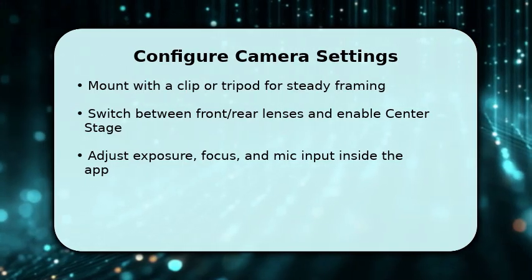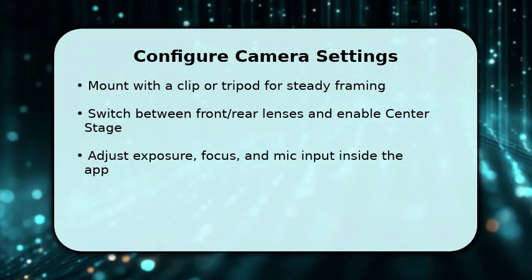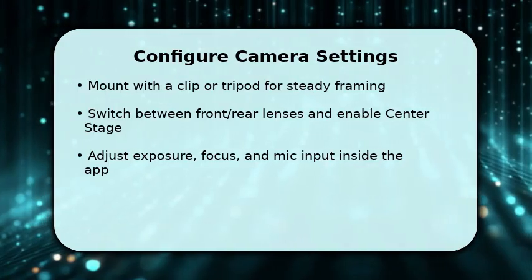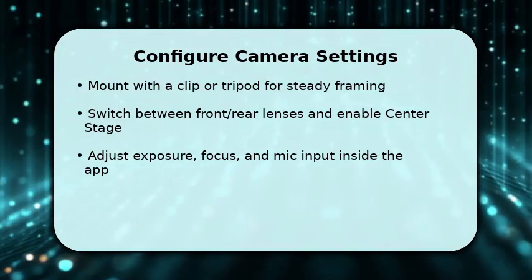Enable Center Stage and Portrait if you want automatic framing and background blur. Make sure the app is using the iPhone microphone if you prefer its audio. These adjustments control how the Mac receives.